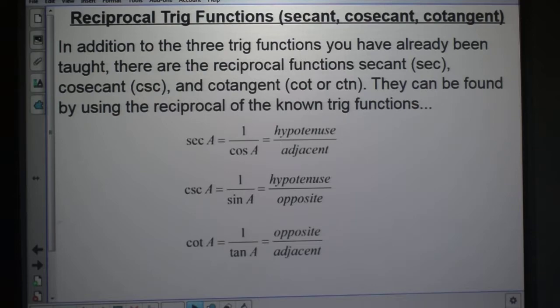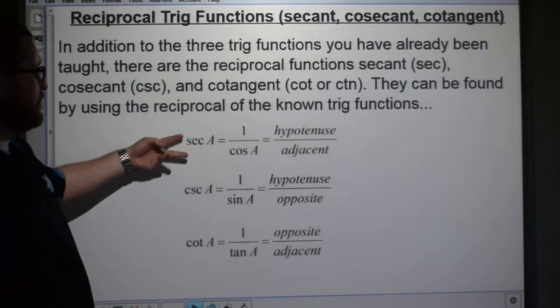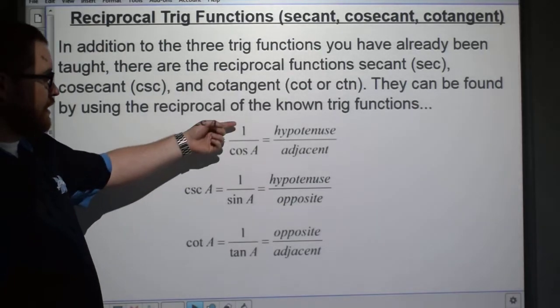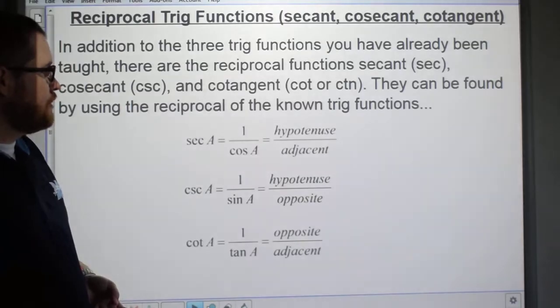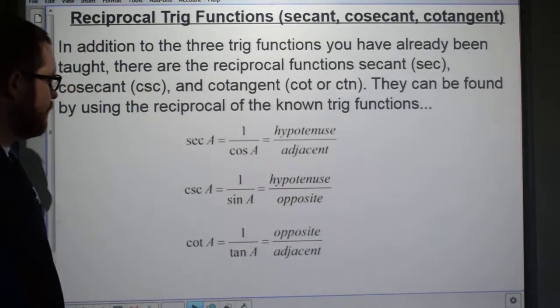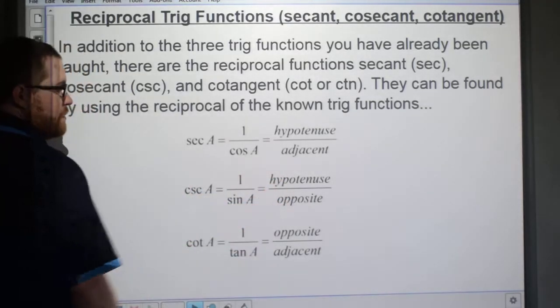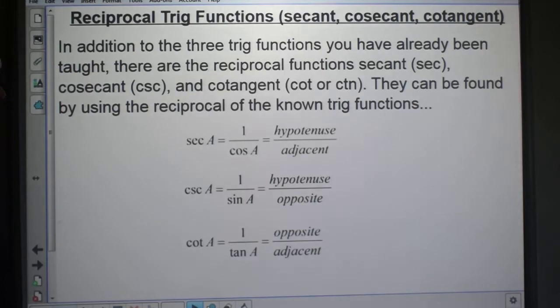There's also 3 reciprocal trig functions. There's secant, cosecant, and cotangent. Secant is abbreviated SEC. It's just 1 over cosine. So instead of adjacent over hypotenuse, it's hypotenuse over adjacent. Cosecant is 1 over sine, so it's hypotenuse over opposite. It's the reciprocal of sine.